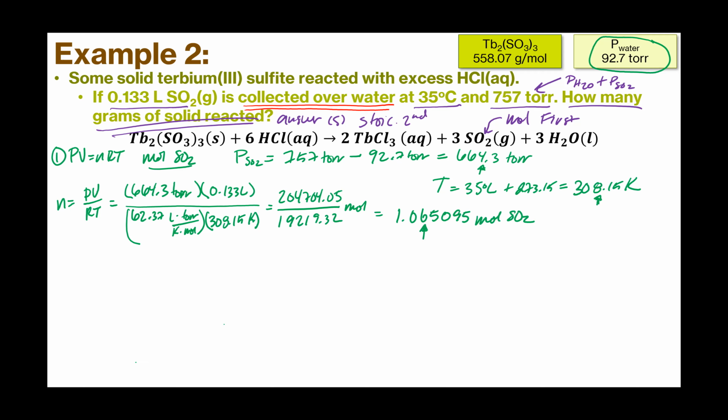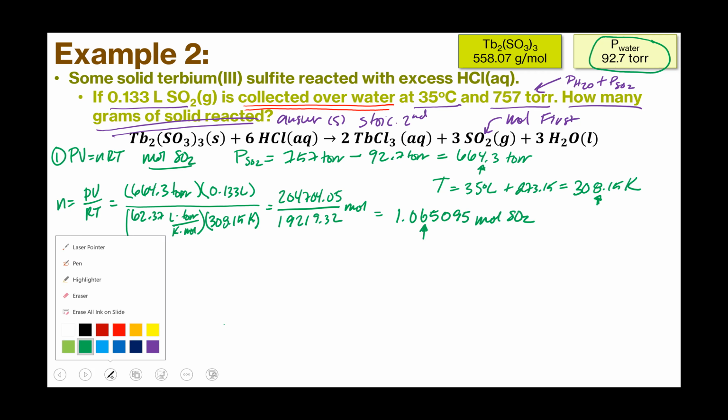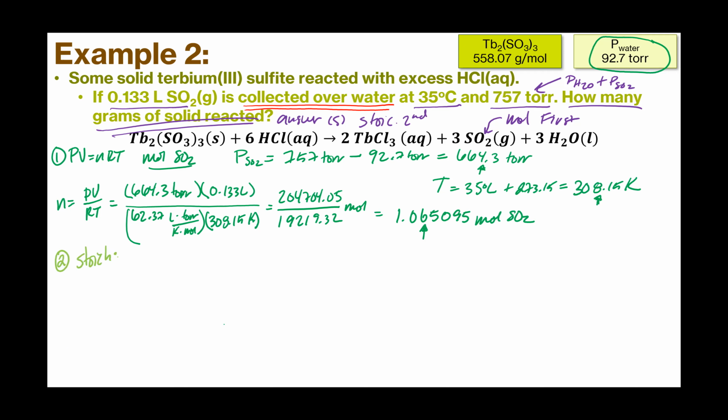Now we're going to go through and do the stoichiometry part. In the stoichiometry part, we're taking our moles and we're solving for grams of solids. So we want grams of terbium 3 sulfite. And we're going to start with the moles of SO2 that we found, 1.065095 moles of SO2.